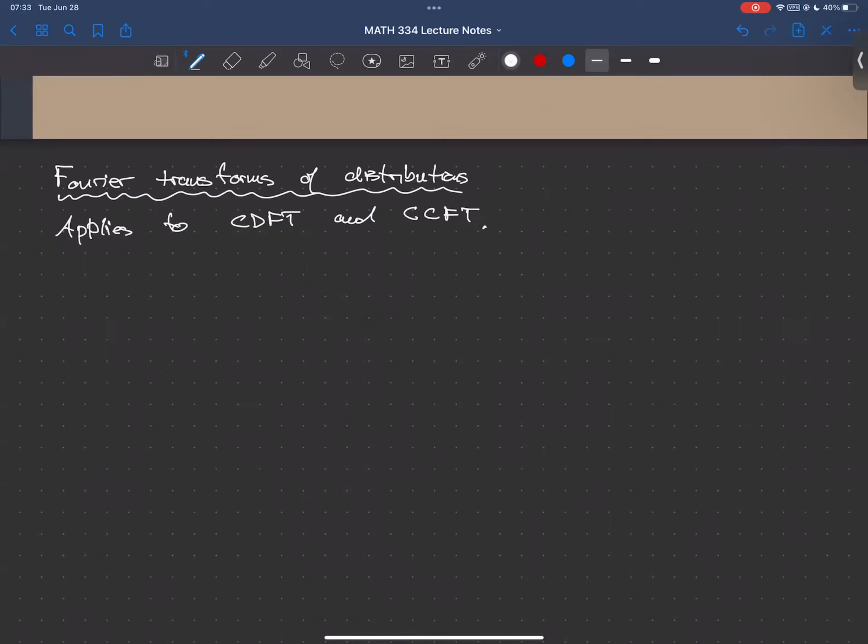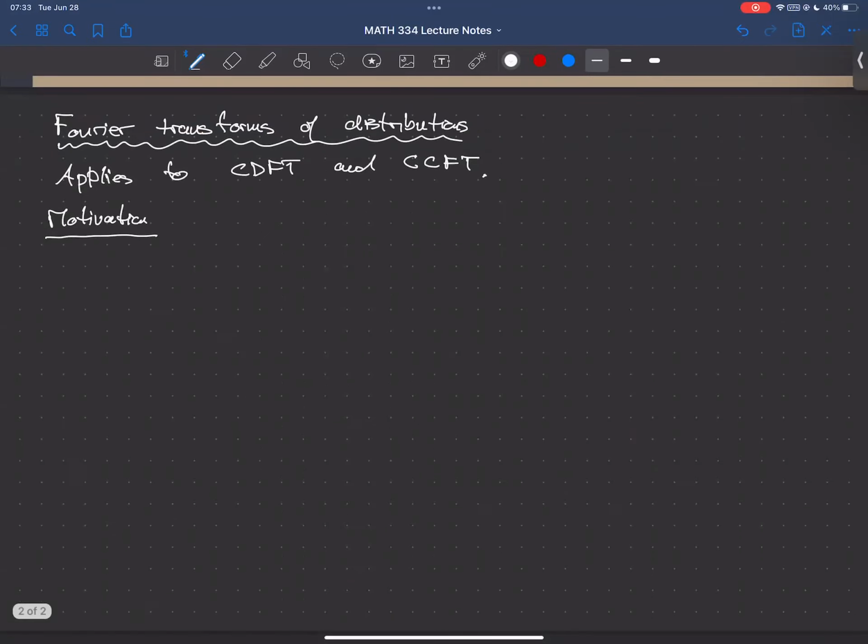Okay, so to motivate things, let's start with the CCFT. All right, so if we just take a distribution, and I'm going to be vague about what distribution means here. You can think of it as being something in D prime, but as we're going to see today, there's all kinds of spaces of distributions whose Fourier transforms we're going to talk about. So we're only speaking vaguely here.